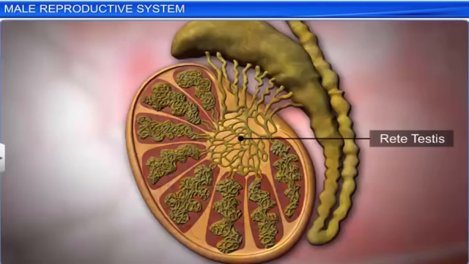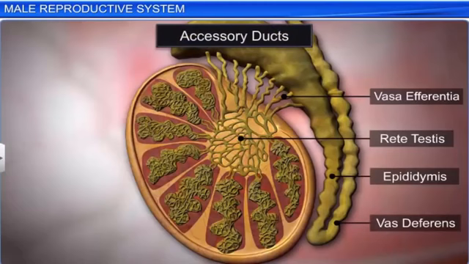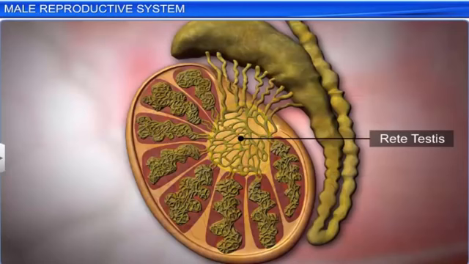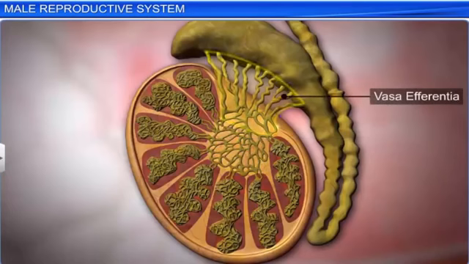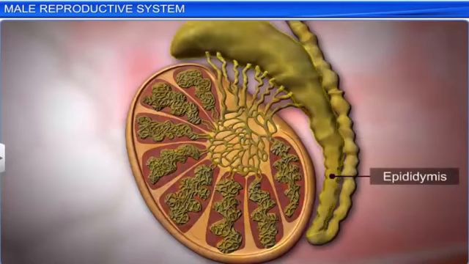Rete testis, vasa efferentia, epididymis, and vas deferens are the male accessory ducts. The rete testis is a network of ductules formed by the seminiferous tubules. Vasa efferentia are ciliated ductules that arise from the rete testis. They collect sperms and transfer them to the epididymis.